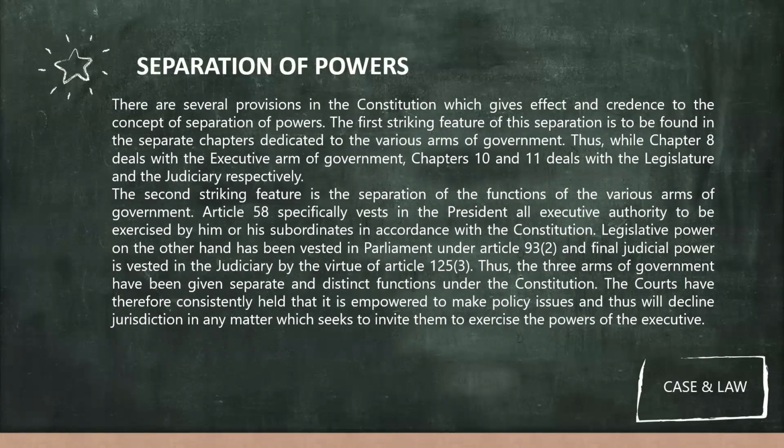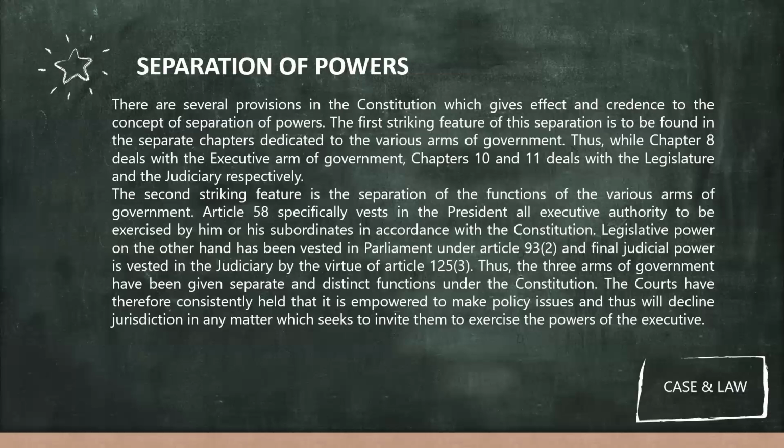So when we look at some of the striking features of the separation of powers in Ghana, the first of it is that the various arms of government are captured under different chapters of the constitution. So you have chapter 8 dealing with the executive, you have chapter 10 and 11 dealing with the legislature and the judiciary, respectively. I've already mentioned that the separation of powers under our law is not absolute, but of course, separation of powers is very prominent in there. And the first is that there are various chapters of the constitution that cover the roles of the main three arms of government.